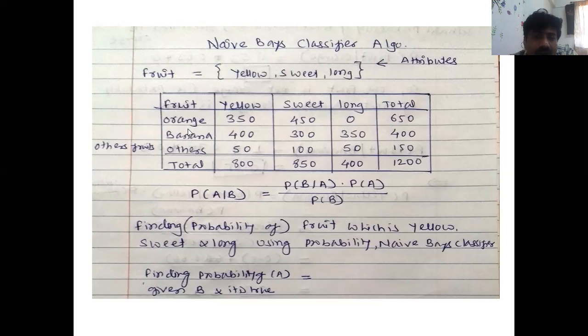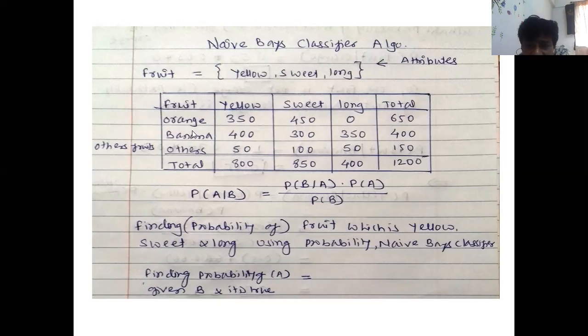Okay. How many bananas are yellow? That is 400 bananas are yellow. How many bananas are sweet? 300 bananas are sweet over there. Long is 350. Banana is long in shape as compared to the orange. So orange is termed as 0. It's not long, right?